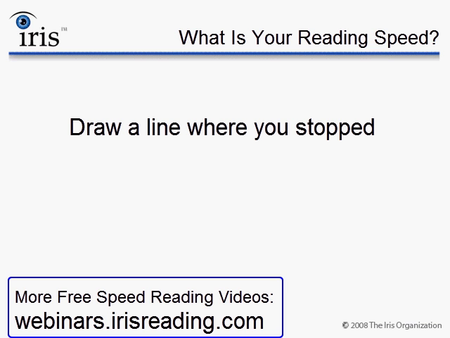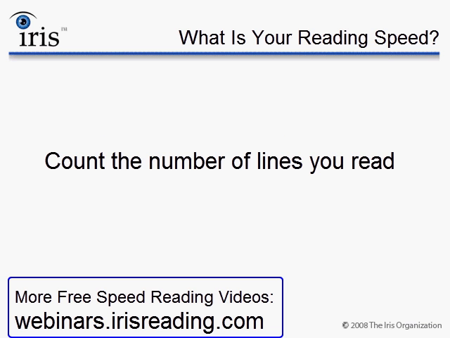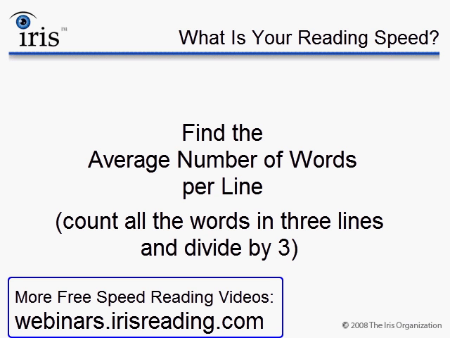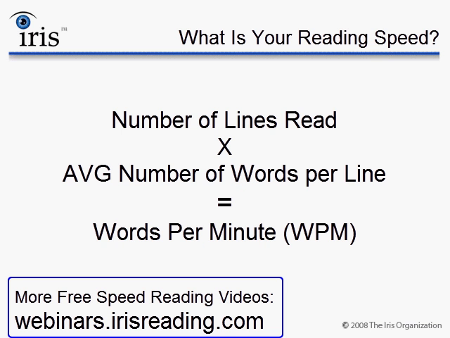Okay, stop, draw a line wherever you stopped, and what I want you to do now is count the number of lines that you read. The next thing you want to do after you've counted the number of lines that you read is find out how many words there are per line. You can do that by taking a sample of 3 full lines, counting up all the words, and then dividing by 3 to get an average. After you have that average, take the number of lines that you read and multiply it by the average words per line. And this will give you a words per minute reading score.